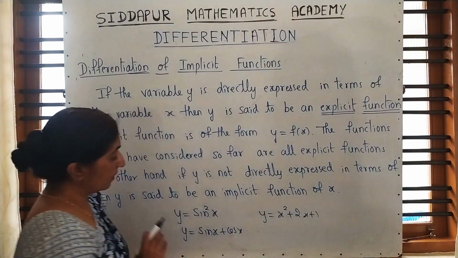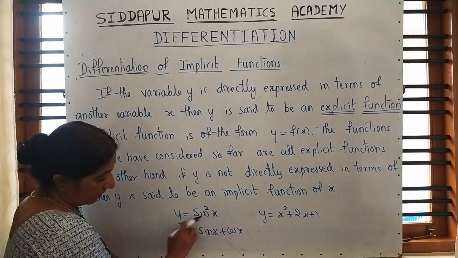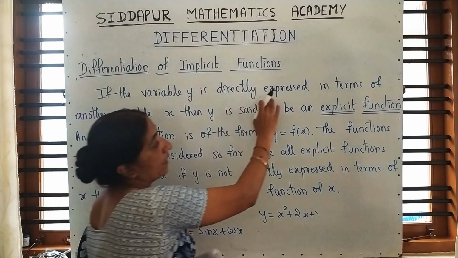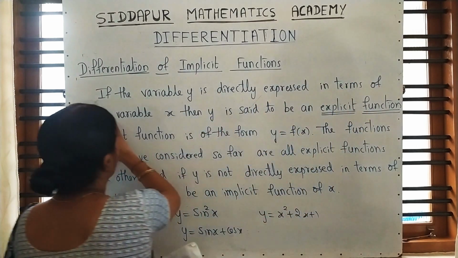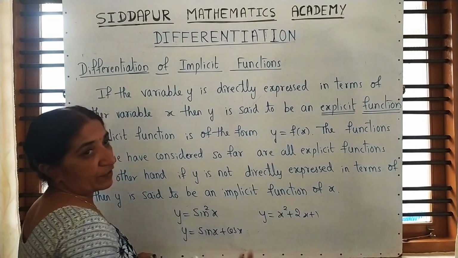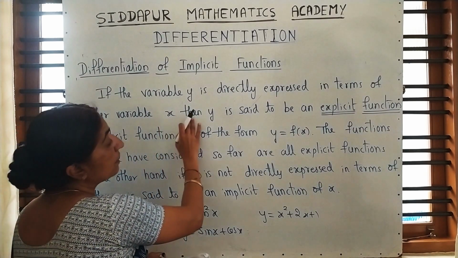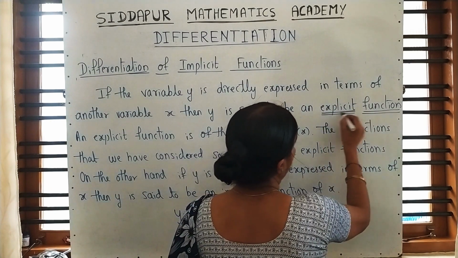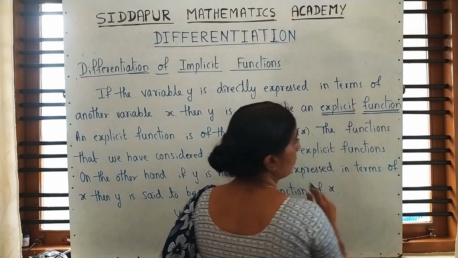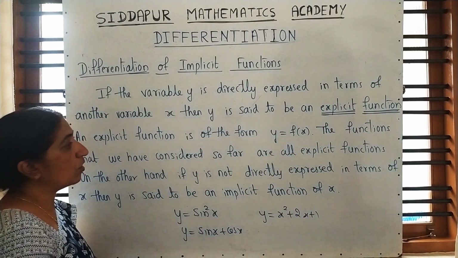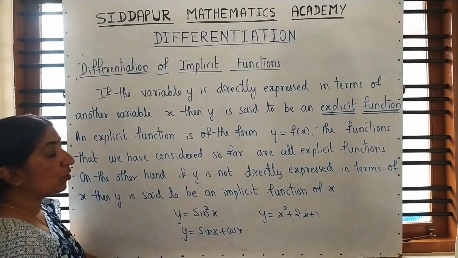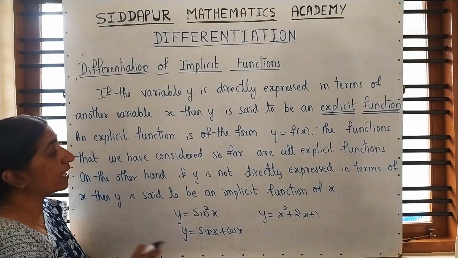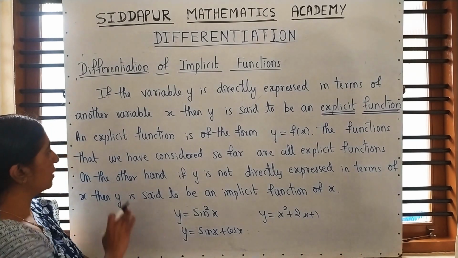Etc. we have. That means y is directly depending on x. If the variable y is directly expressed in terms of another variable, generally we take x, then y is said to be an explicit function. Please note this down and underline: if y is directly expressed in the form of x, then it is called an explicit function. Whatever we have solved, nearly 200 sums, all examples are nothing but explicit functions.